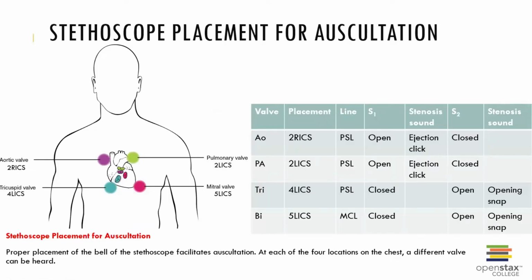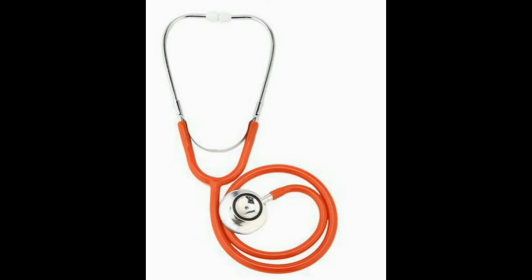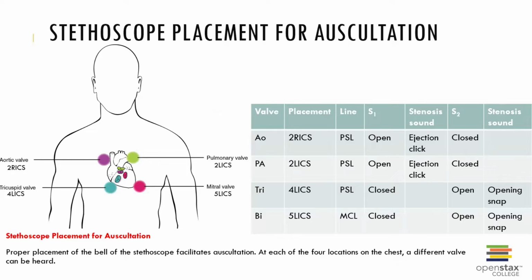So when we're using our stethoscope, how exactly do we place it for auscultation? Well, there are 4 heart sounds that are produced as a result of the cardiac cycle we just discussed. We have the S1, S2, S3, and S4 sounds.